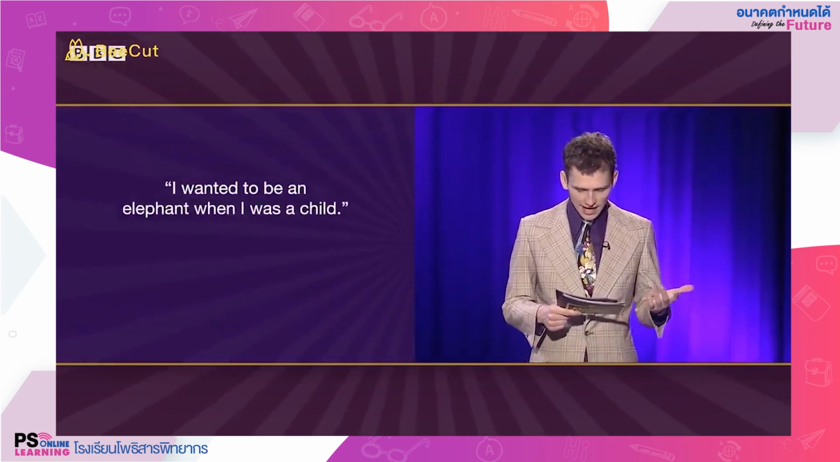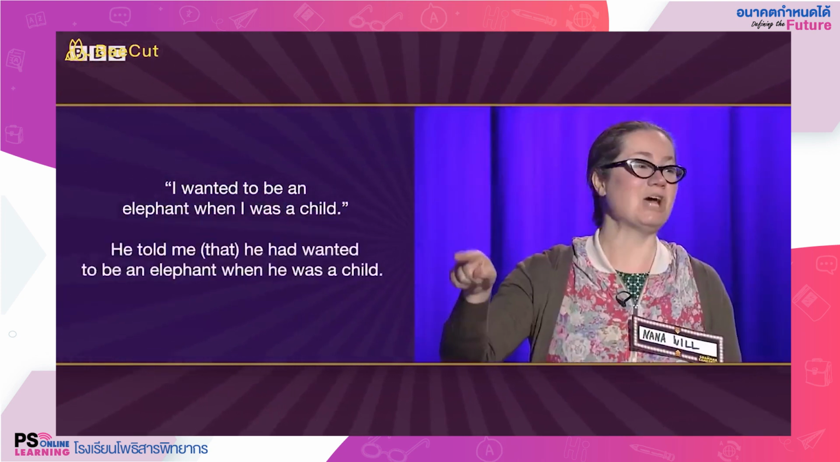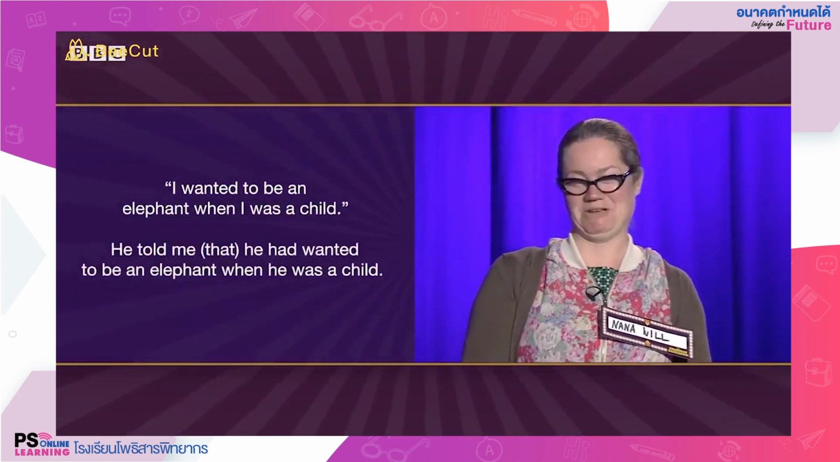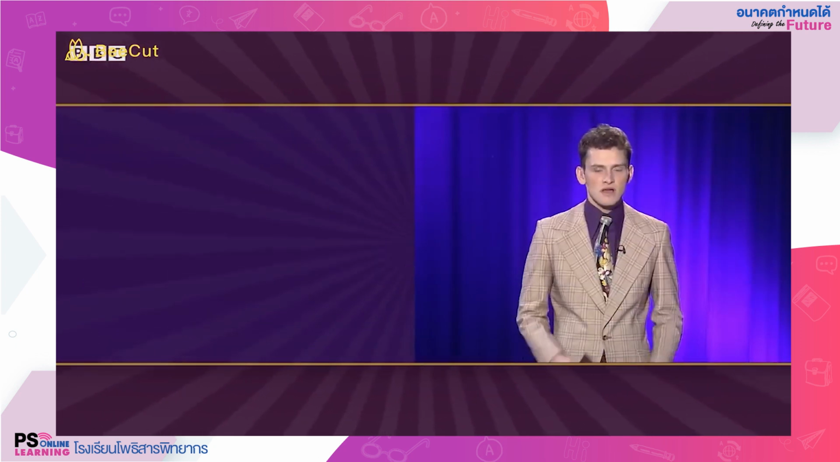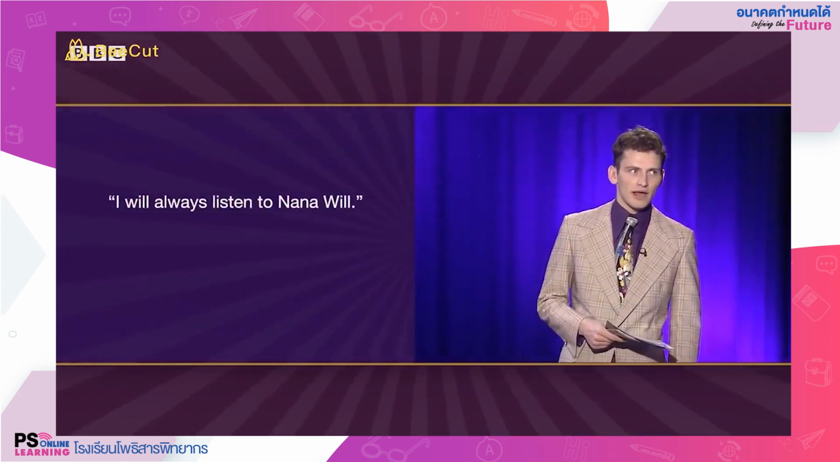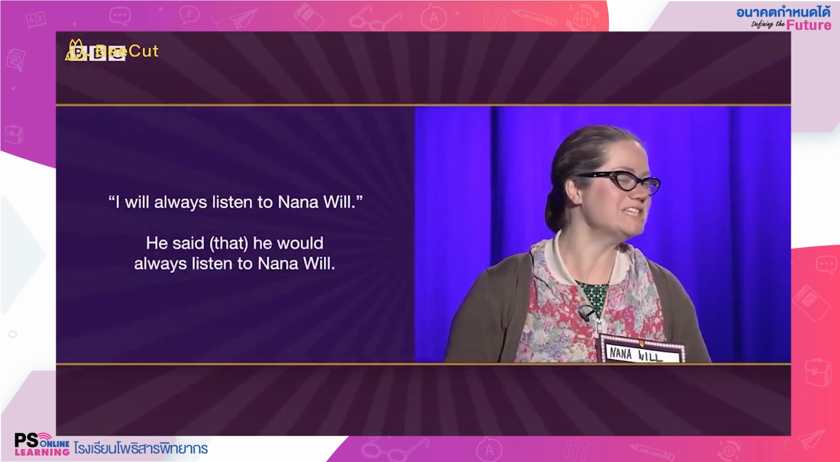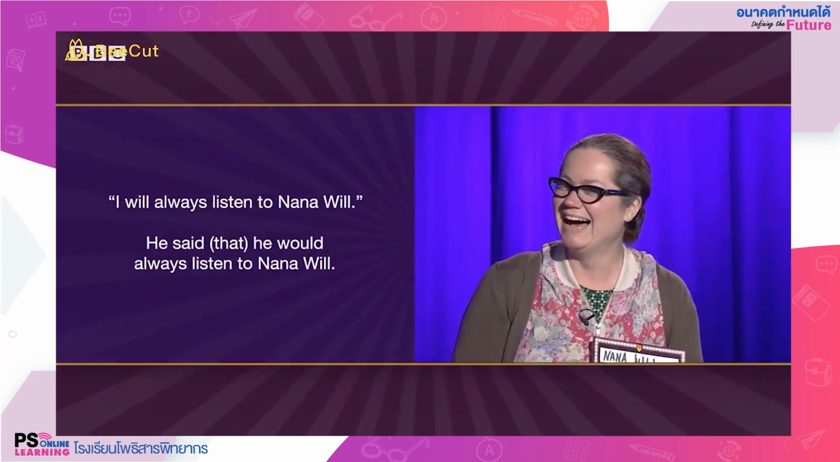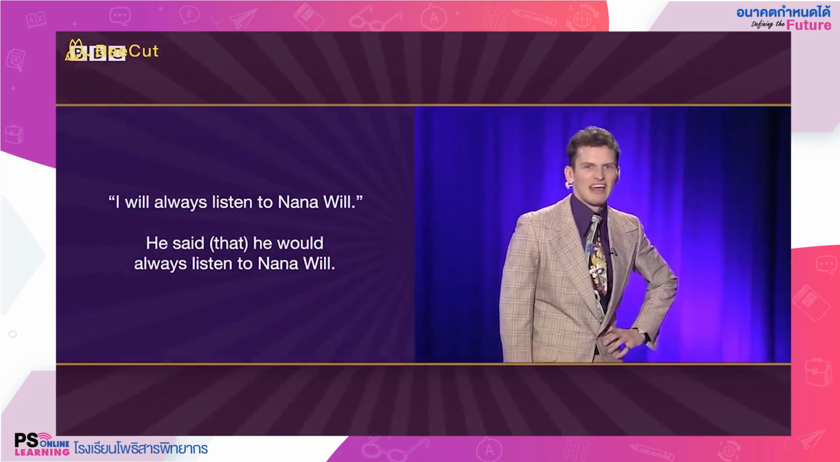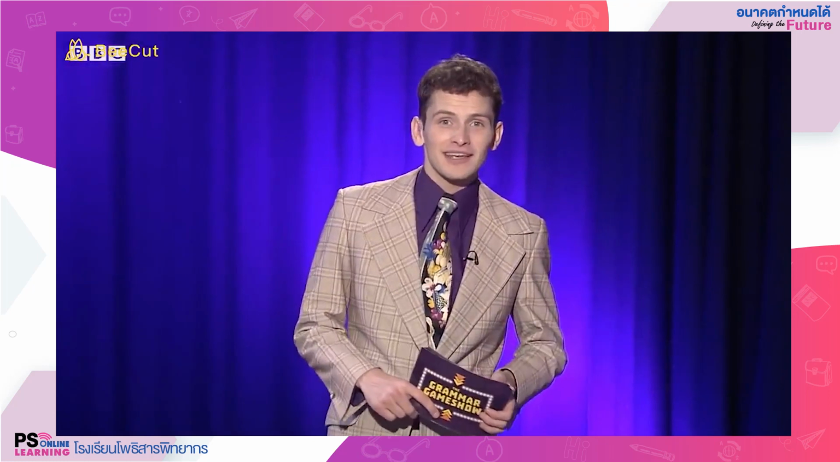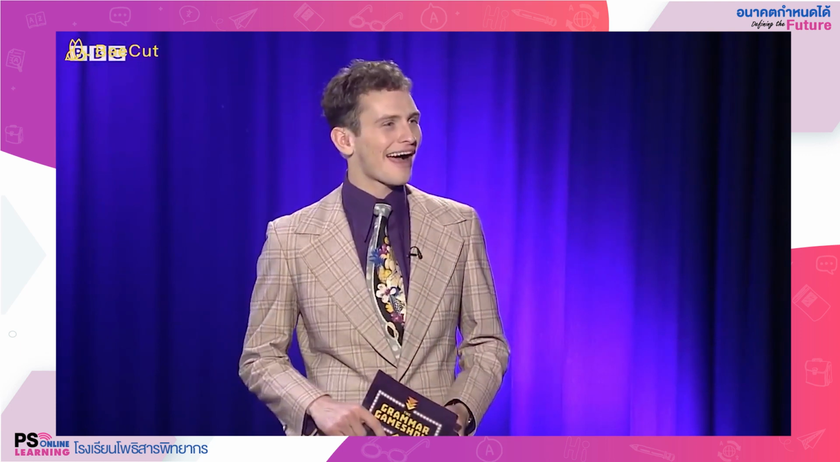I wanted to be an elephant when I was a child. He told me he had wanted to be an elephant when he was a child. Correct. I will always listen to Nana Will. He said he would always listen to Nana Will. Correct. Well, answer this one then. One of those sentences does not need to have its tense changed in reported speech. Which one is it and why? It's the first one. He said he loves his nana. This is because the situation hasn't changed from when it was said. It is still true. Correct.